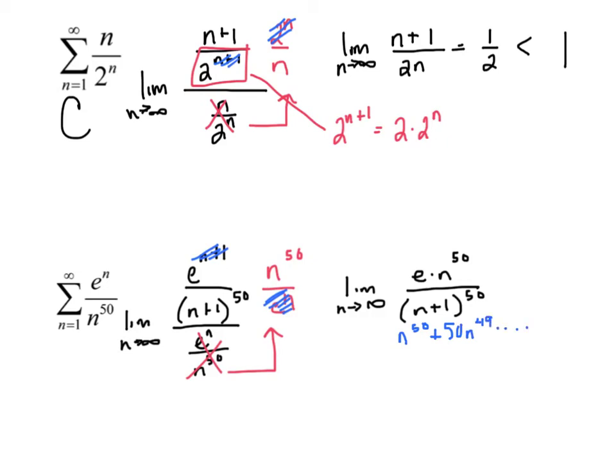I'd have all those terms, but the highest power would be 50. So we've got the same power on top and bottom. So we use the coefficients. Well, the coefficient on the top is e, the coefficient on the bottom is 1, so it's e. The limit is e, and e is greater than 1, so this diverges. Okay, so it's a really slick test. We've just got to prove that that ratio comes out to be less than 1, we get a convergent series, greater than 1, a divergent series.